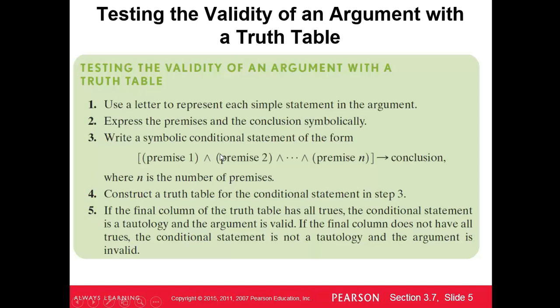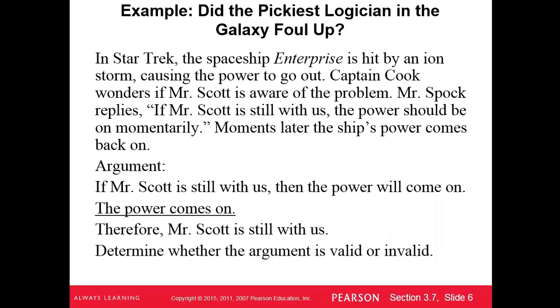So we're going to take premise 1 and premise 2, combine them, and then do an if-then, a conditional statement, with a conclusion. If your final column has all truths, or what we call a tautology, then the argument is valid. If you do not have all truths in the end, it's not a tautology.